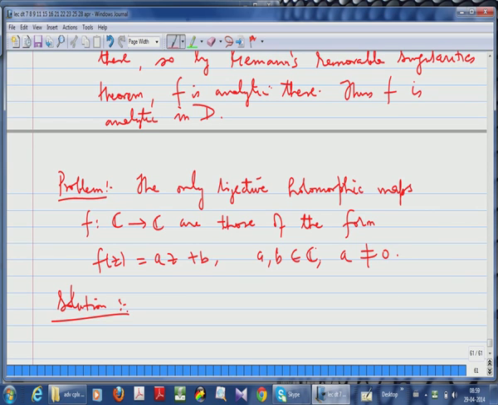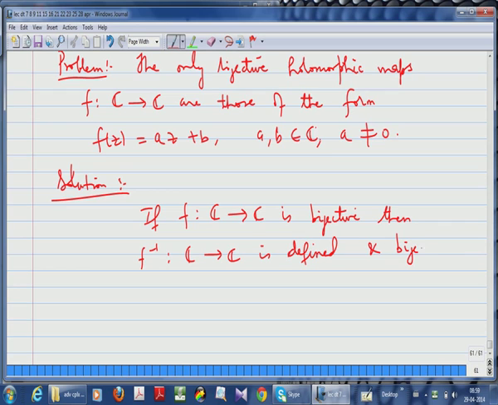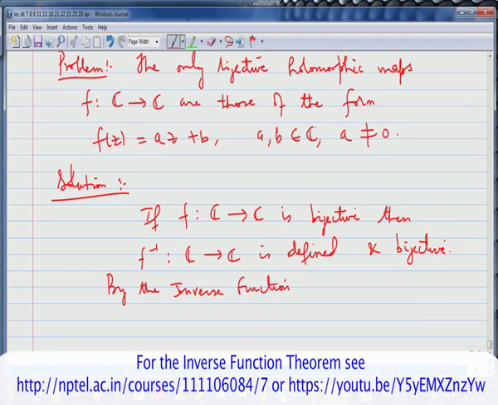Well, the point is that if f from C to C is bijective, then f inverse from C to C is defined and bijective. Mind you that f is analytic, and there is the inverse function theorem which will tell you that f inverse will also be analytic, because f inverse will be locally analytic. So by the inverse function theorem, f inverse is analytic.